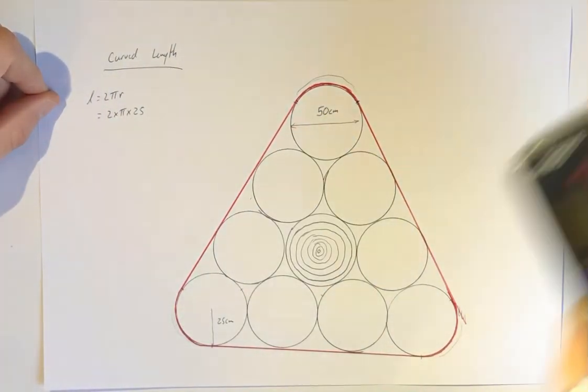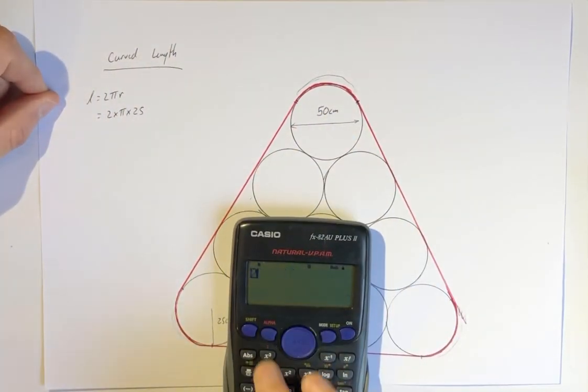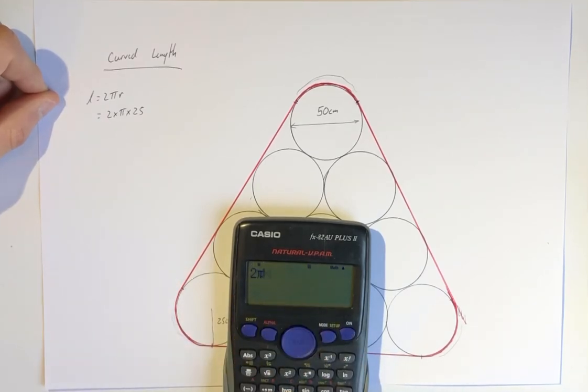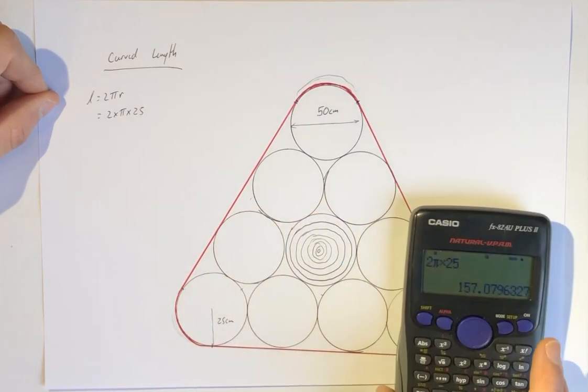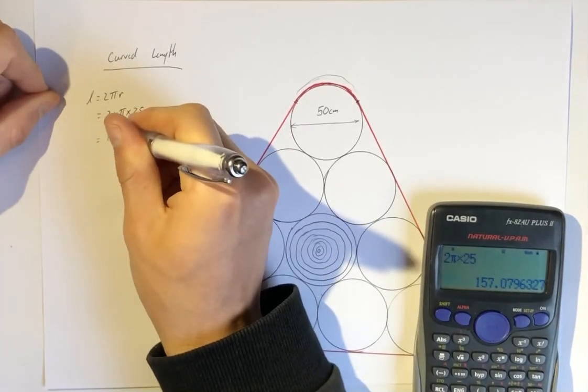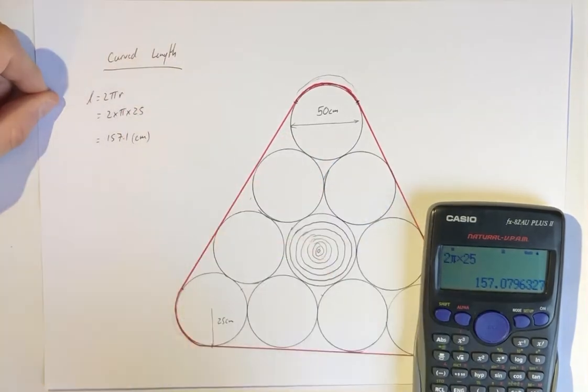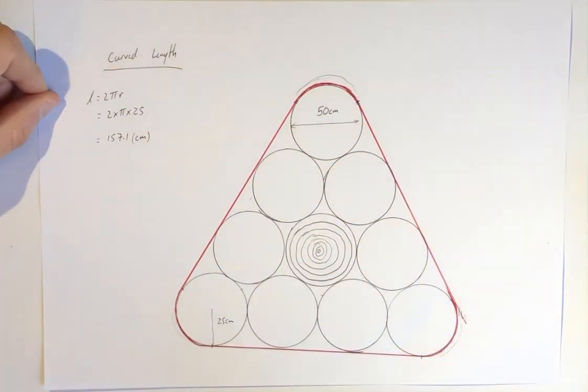So if I get my calculator out and calculate that, 2 pi, notice I didn't need to do the multiplication there, I do for the 25 though, times 25, 157.1, and that's in centimeters. So what's left over?